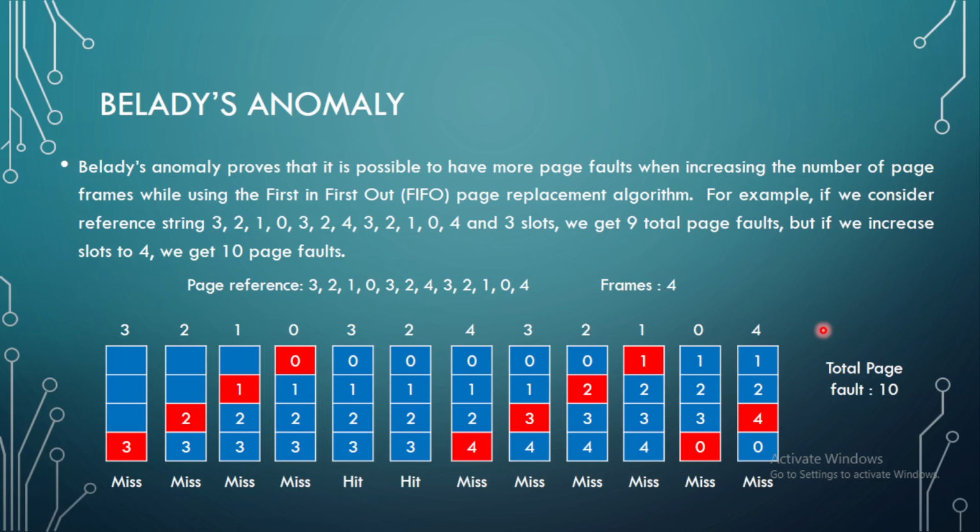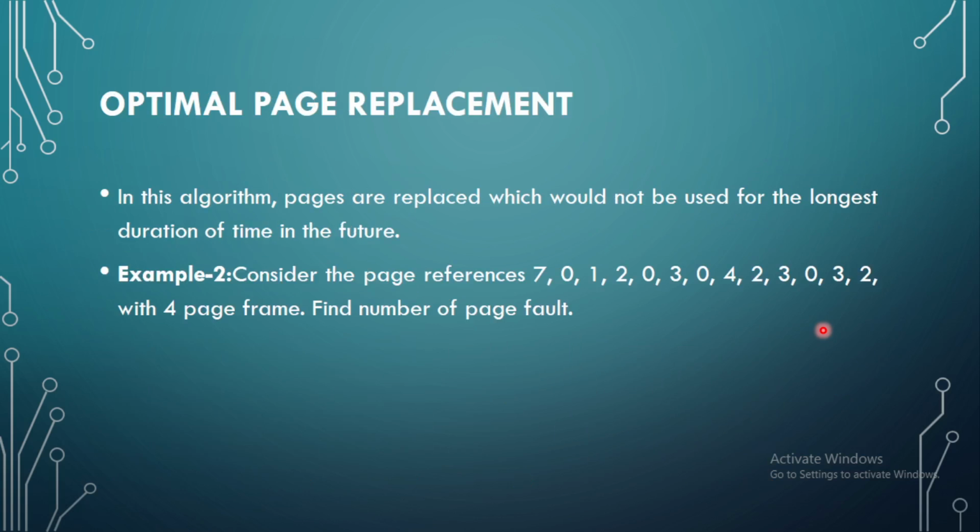So increasing the frames will not decrease the page faults. That is Belady's anomaly. In the next algorithm, we are going to see the optimal page replacement algorithm. In this algorithm, pages are replaced which would not be used for the longest duration of time in the future. So we are going to replace pages which are not going to be used in the future. That's the optimal page replacement algorithm.